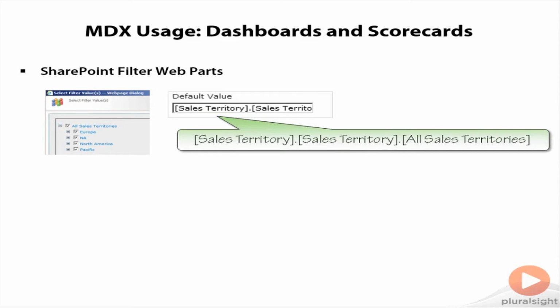If we use SharePoint dashboards, which contain web parts that connect to Analysis Services such as an Excel workbook, a Reporting Services report, or a PerformancePoint component, we can include a filter on the dashboard that uses Analysis Services as a source. If we want to set a default value for filter selection, we can use an MDX expression.